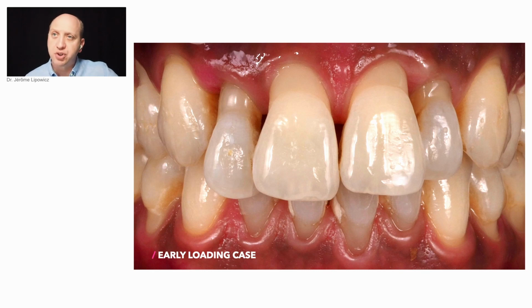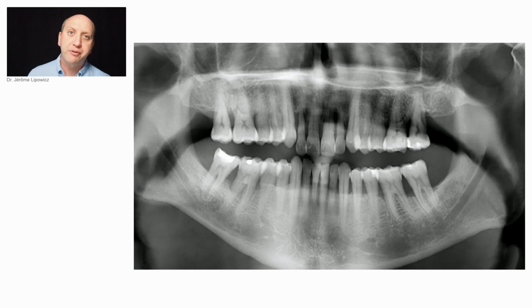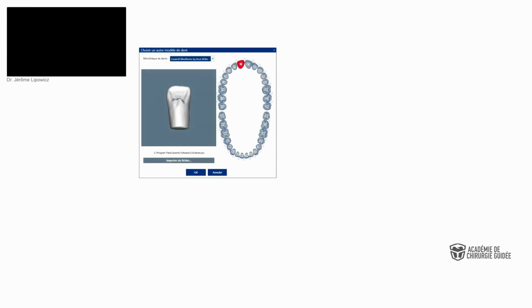Another case I'd like to share with you, that's a young man, 35 years old. He's a former smoker, weaned for 6 months. He cares about his teeth. However, he suffers a stage 3 grade B periodontitis. So after the initial therapy, we sadly decided to remove the 4 maxillary incisors.